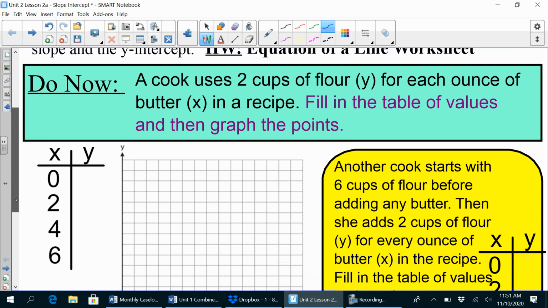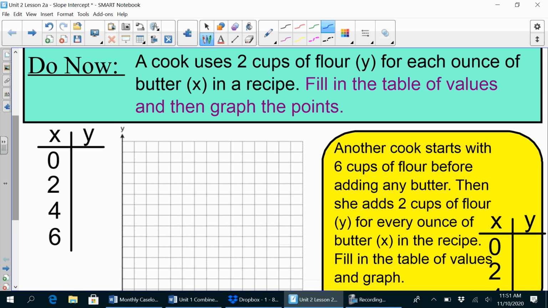So let's first take a look at the table. So the X represents our butter, so I'm just going to label that butter. And the Y is our flour, so I'm going to label that flour. So if I'm not using any butter at all, I'm not going to use any flour because it tells us it's 2 cups for each ounce of butter. So if I'm using 2 for butter, my flour would be 4.